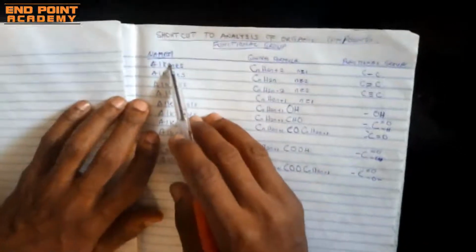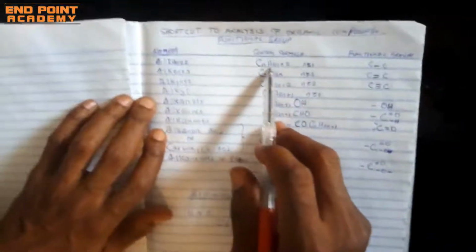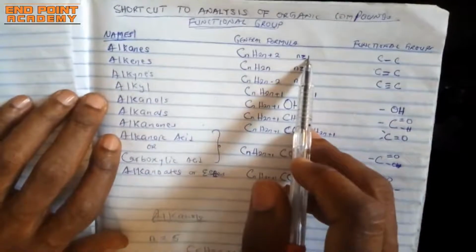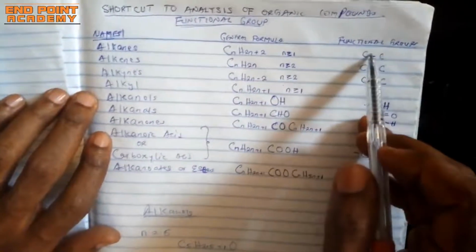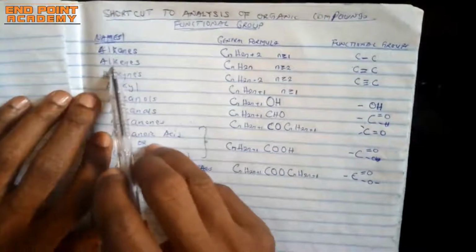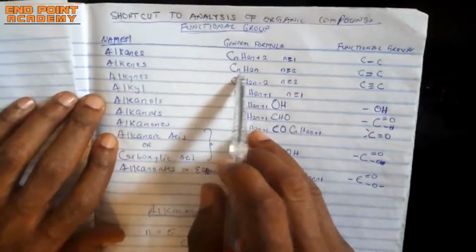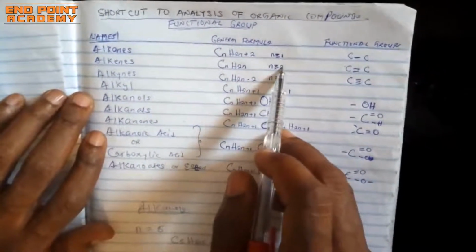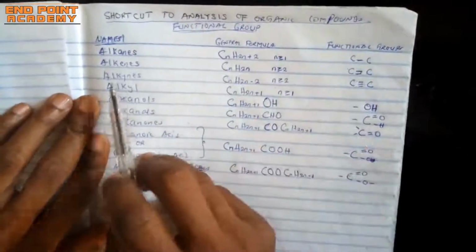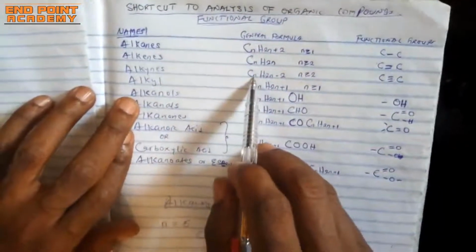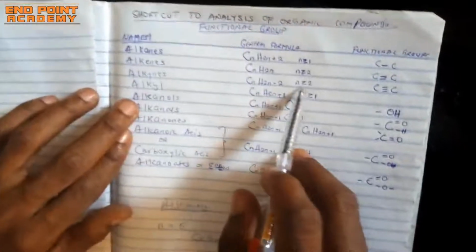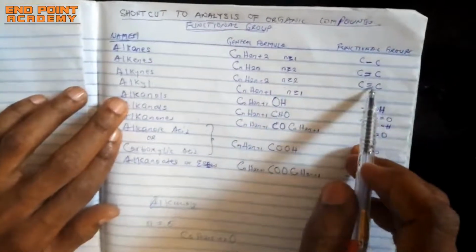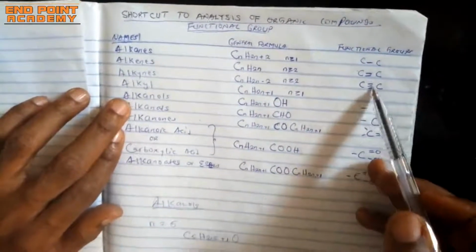Like for alkane, you know that alkanes are given by CnH2n+2, where n must be greater than or equal to what? 1. And the functional group here is a single bond. While for the alkenes, we have CnH2n, where n must be greater than or equal to what? 2. And the functional group here is a double bond. While for the alkynes, we have CnH2n-2, where n must be greater than or equal to what? 2. And the functional group here is a triple bond.